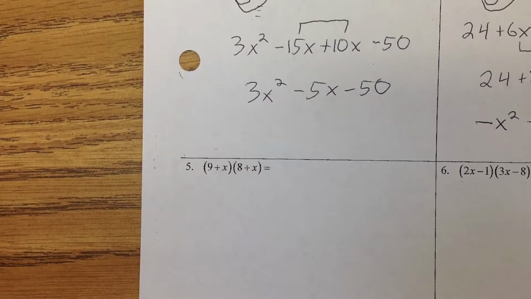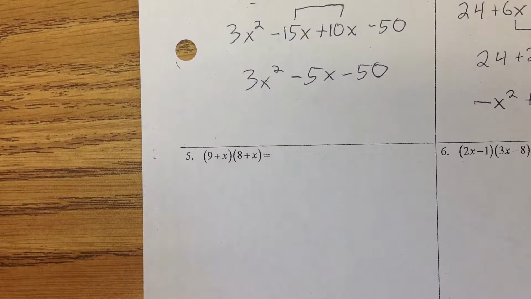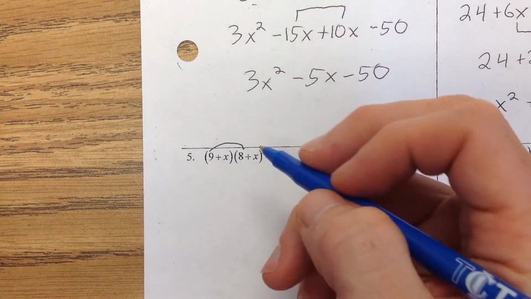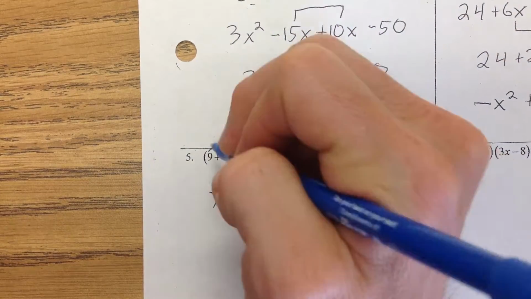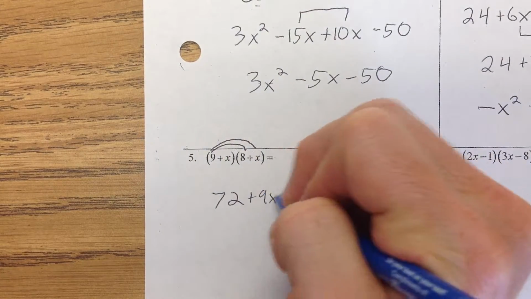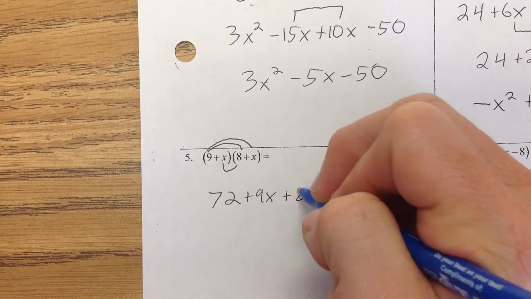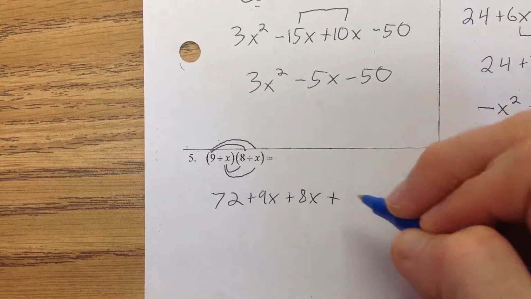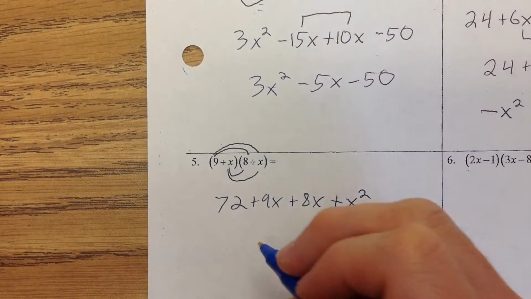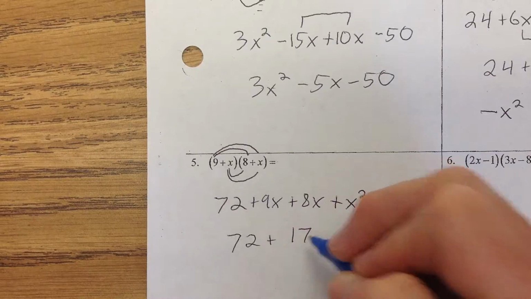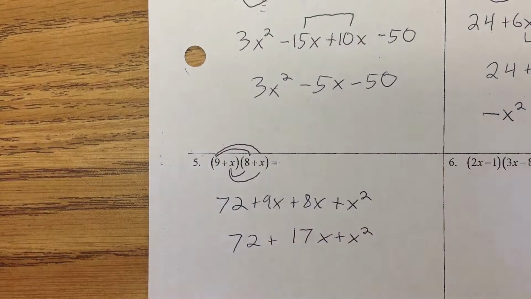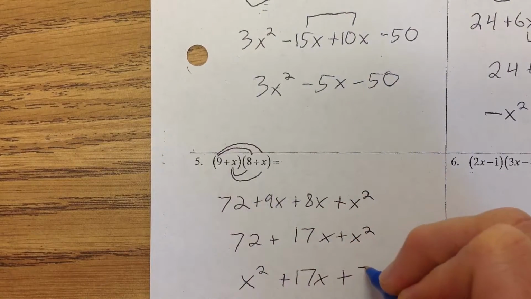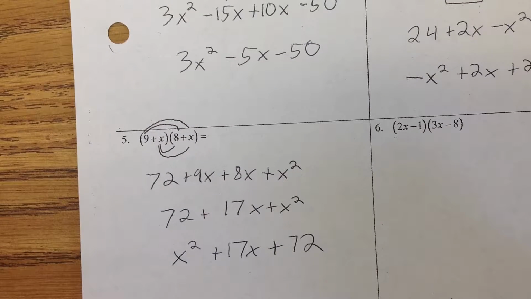Let's take a look at number 5 here. It's another one of those where we have the numbers in front. So again, we just keep doing it. It's just distribution over and over and over again. 9 times 8 is 72. 9 times x is 9x. x times 8 is 8x. And then x times x, we should be getting comfortable with this, is x squared. We're going to combine our like terms. We get 17x plus x squared. And then again, if you want to rewrite that so the x squared comes first, it would become x squared plus 17x plus 72.